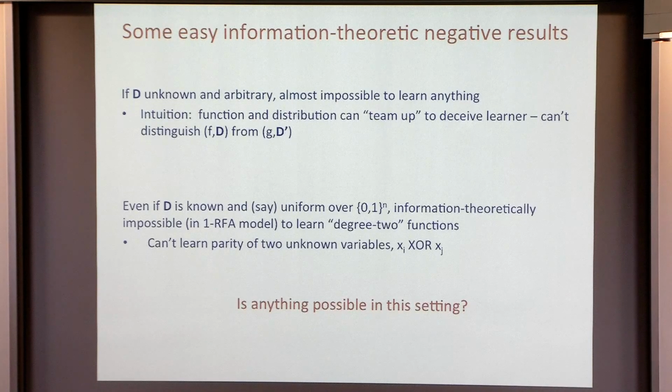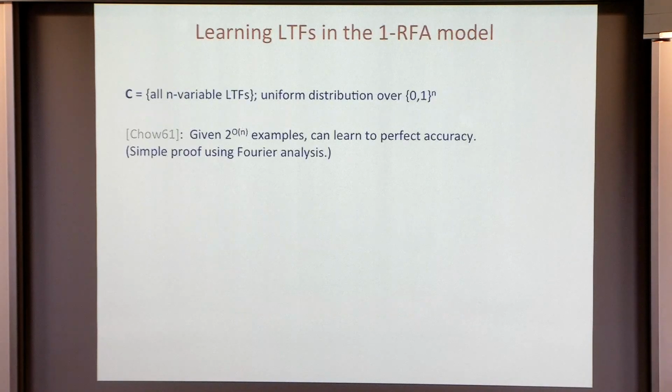So can we do anything? Well, it turns out we can do something for the right function classes. So it comes back again to these linear threshold functions. The class we'll think about again is all n-variable linear threshold functions. We'll think about this nice distribution, uniform over the cube. So this is a paper from, I think, either the very first or the second FOCS conference. Chow showed that if you get 2 to the n examples like this, again, the example is always just this bit and this bit in the label, this bit in the label, right?